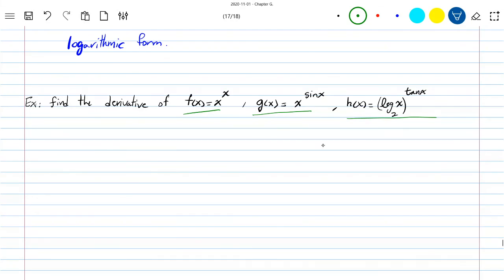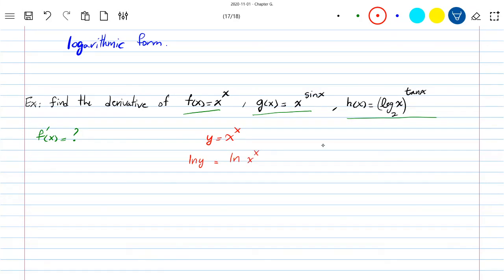So let's find the derivative f prime of x first. I'm going to use red. Again, let's replace f with y. What do we have? y equals x to the power x. Always when the base and the exponent are variables, normally you'll go with this idea: you take a ln from both sides. ln y would be equal to ln x to the power x.